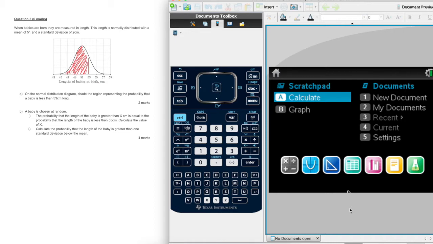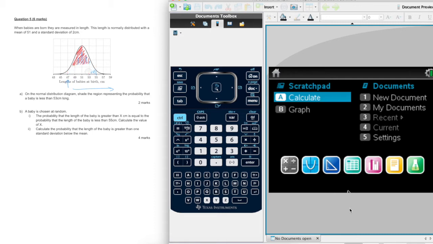And then it asks the probability that a baby's length greater than X centimetres is equal to the probability that they're less than 55. So if we're looking at this graph, we have less than 55, which is this whole probability here. And there's also a value that gives me the same area, or the same probability, when I take something this side and find the area bigger than it. So because we know that the normal distribution is symmetrical, we can use that to help us answer this question.